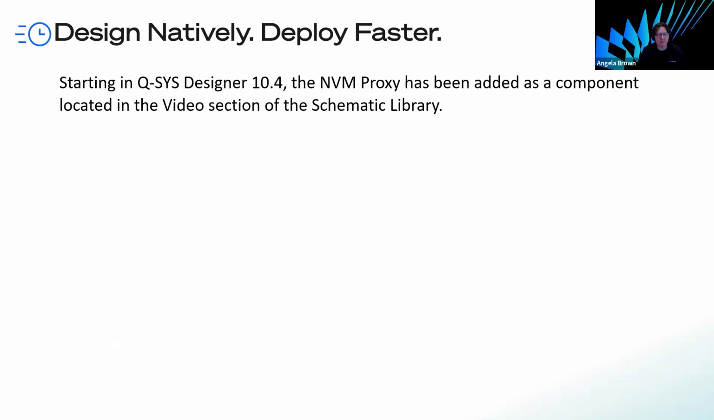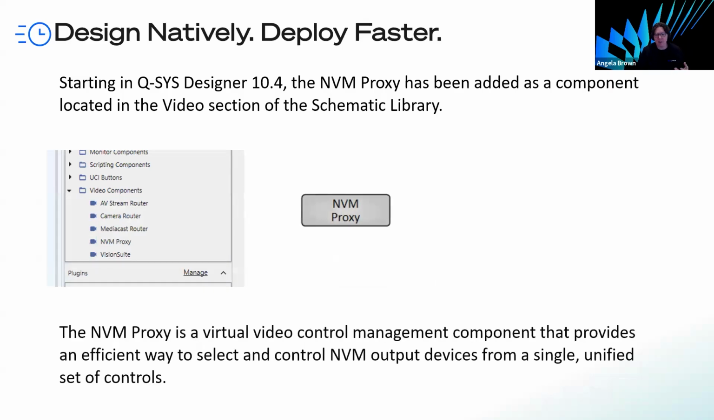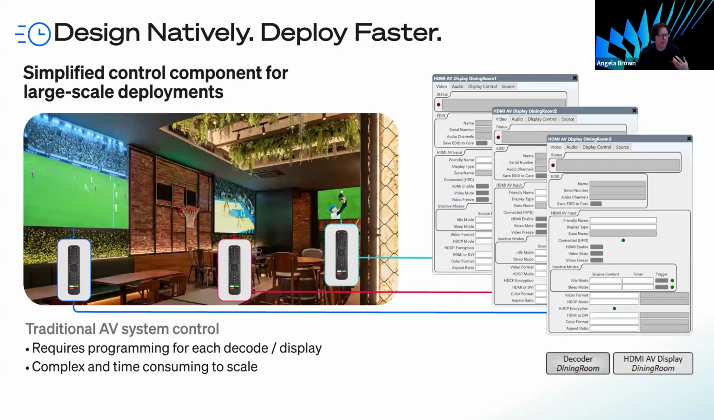Then the next thing we've added in this, you see the camera router, you see the MediaCast router. We now have this thing called an NVM proxy. It's actually a virtual control device that allows you to dynamically change what you're controlling in terms of the NVM ecosystem. And as we talk more about the inventory items and the routing groups and those things, you'll understand what I'm saying. But basically, if you were to program a bar with 3 displays right now, each of those displays, you'd have to program the control of those displays.